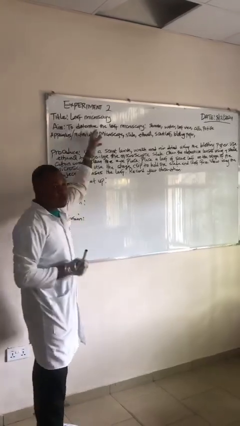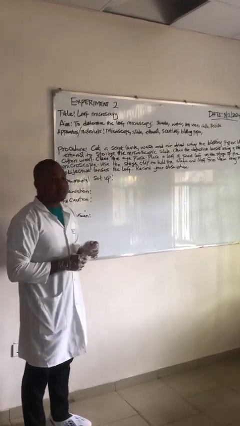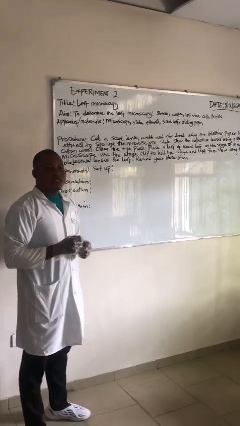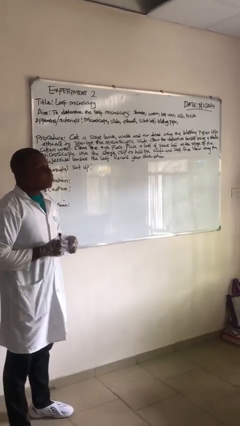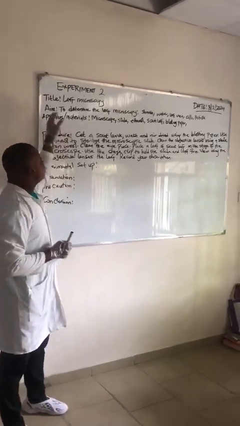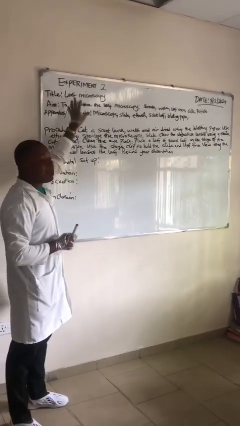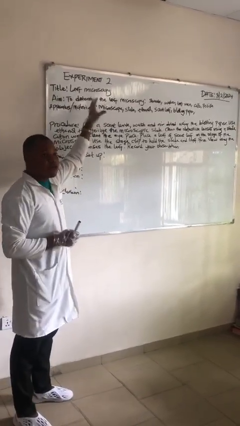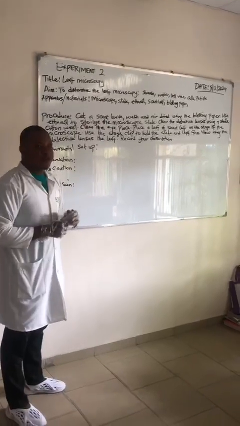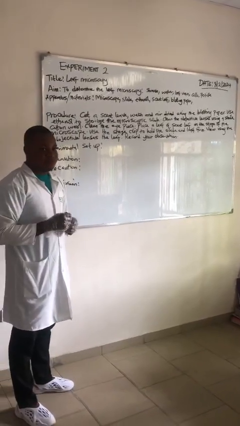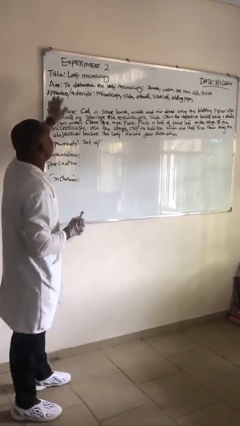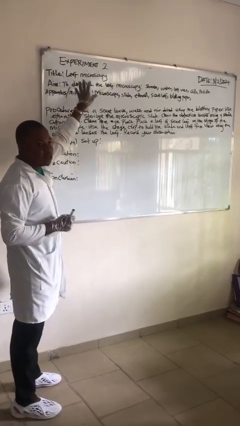At experiment 2. Last class we looked at experiment 1, identification of glasswares and their uses. Today we are looking at experiment 2. The title of the experiment is leaf microscopy. The leaf we are using is scent leaf. Are you following? Yes. That is the title, leaf microscopy.